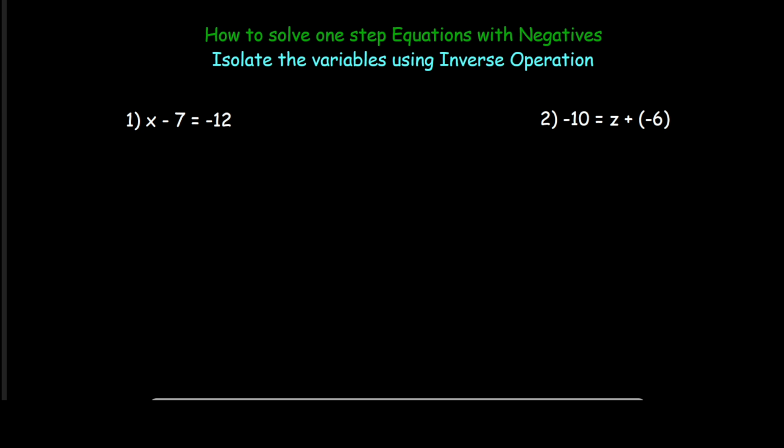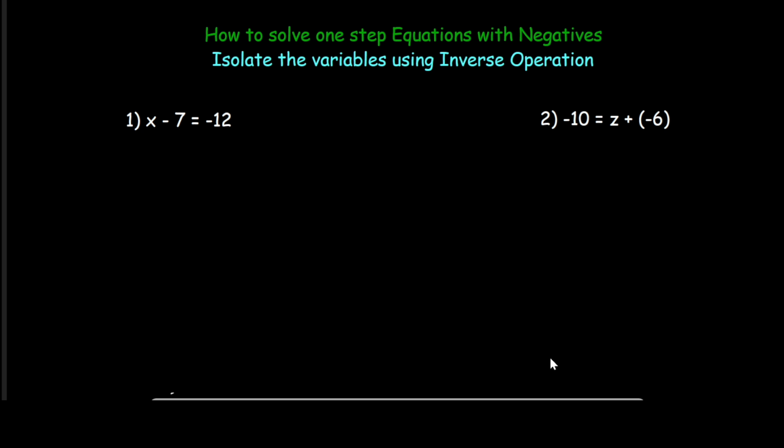It means the opposite operation. Basically, we want to undo what is being done to the variable. That way the variable is by itself on one side of the equation. We do this by using inverse operation. Just remember, whatever we do to one side, we have to do the same to the other side in order to keep everything balanced and equal.